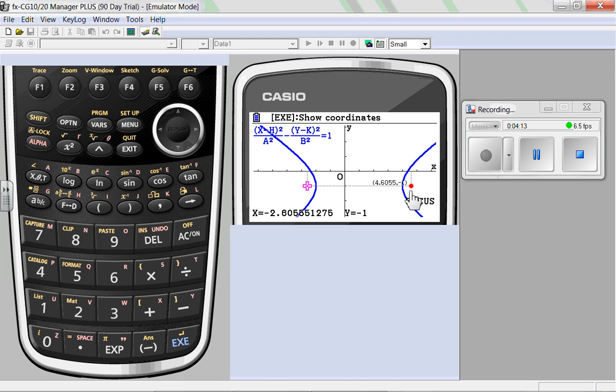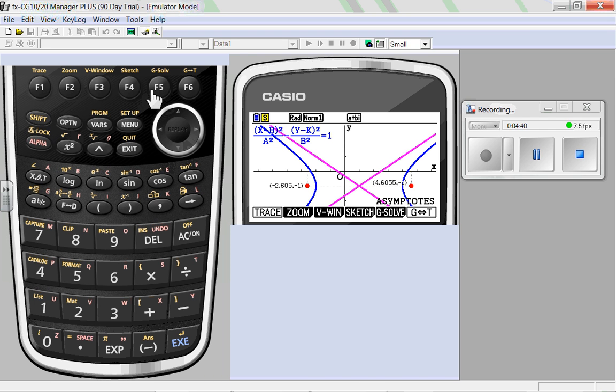I'll tab over with the over key. It gives me the second one. Execute. Again, it lets me talk about those different values. How did those different values come about? I'll hit G-solve again. This time I want to go with the asymptotes. Asymptotes are very important in this unit. It gives me the slope of those asymptotes.